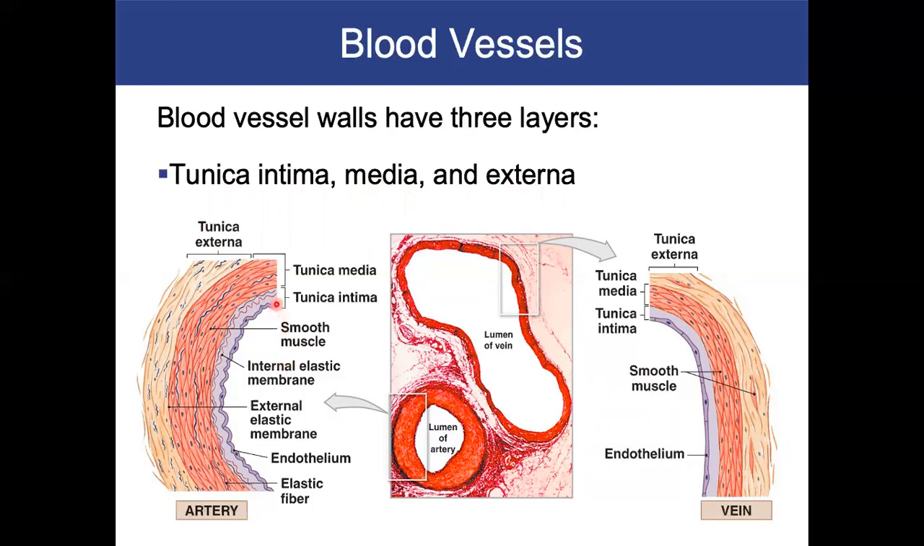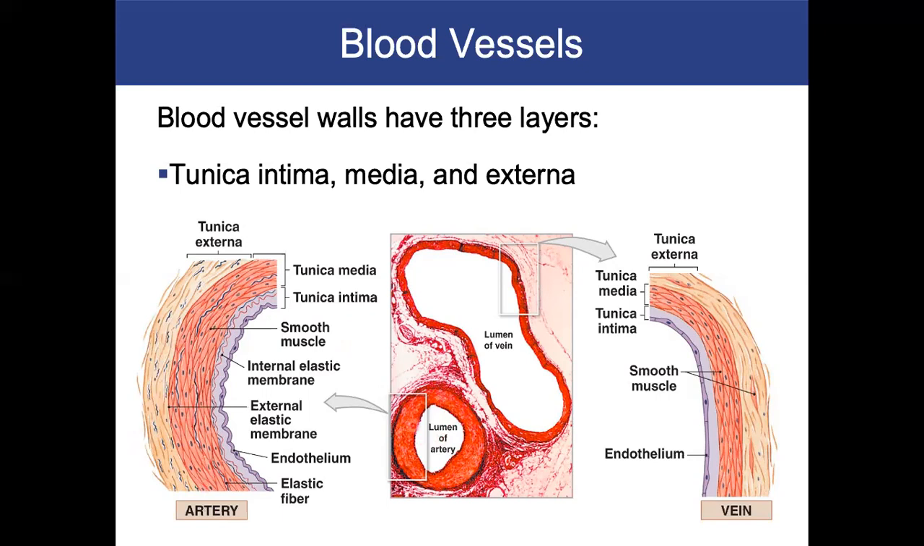The tunica intima, so blood vessels, whether it's an artery on the left side of your screen or a vein on the right side of your screen, arteries and veins have the same three layers. So the tunica intima is actually smooth muscle, or excuse me, it is simple squamous endothelium. So it's a layer of simple squamous endothelial lining, and then it has some elastic fibers in it, or an elastic membrane. The tunica media, or the middle layer, is where you find the smooth muscle. And so that smooth muscle is what's going to do the constricting and dilating to ultimately regulate blood pressure. And then the tunica externa is connective tissue.